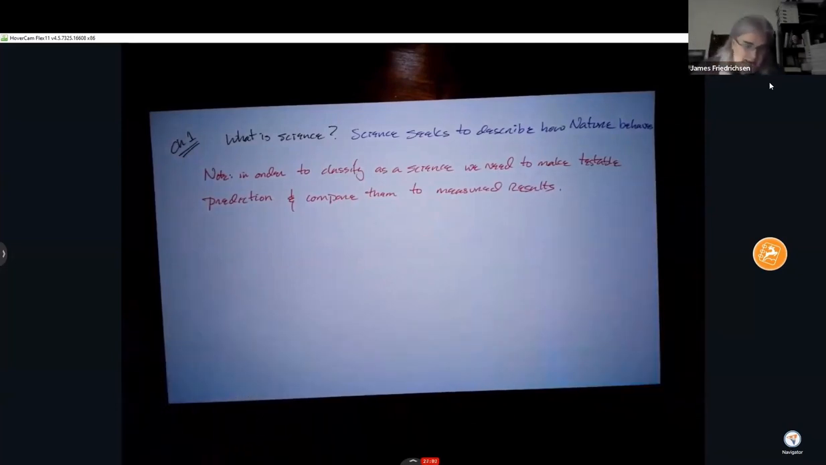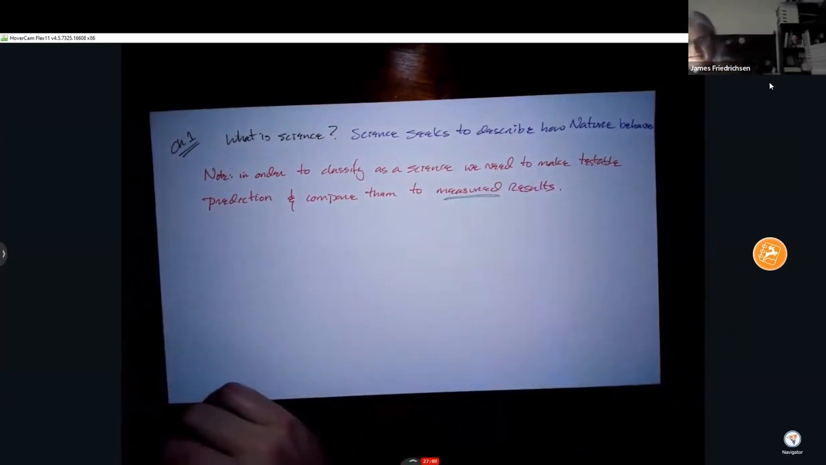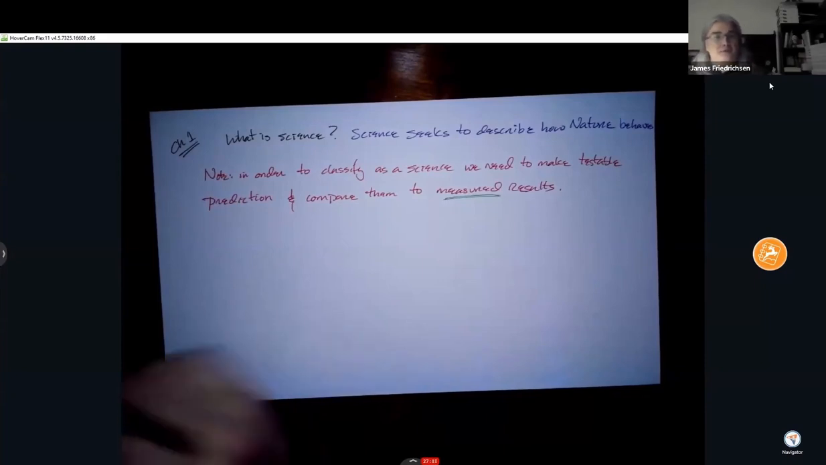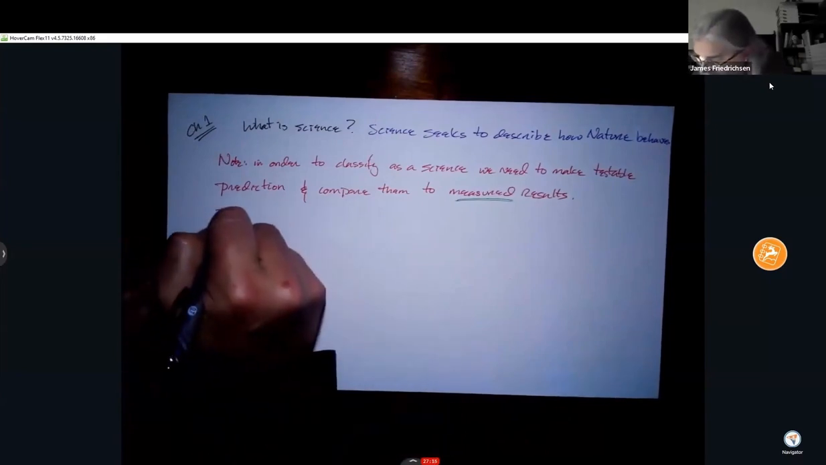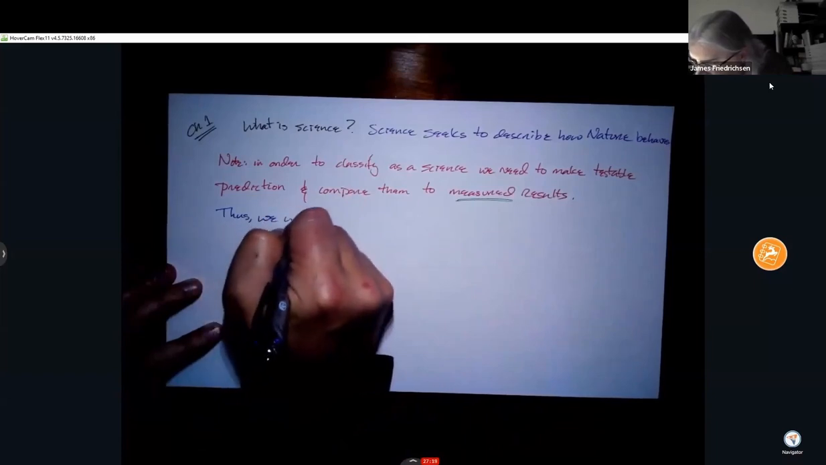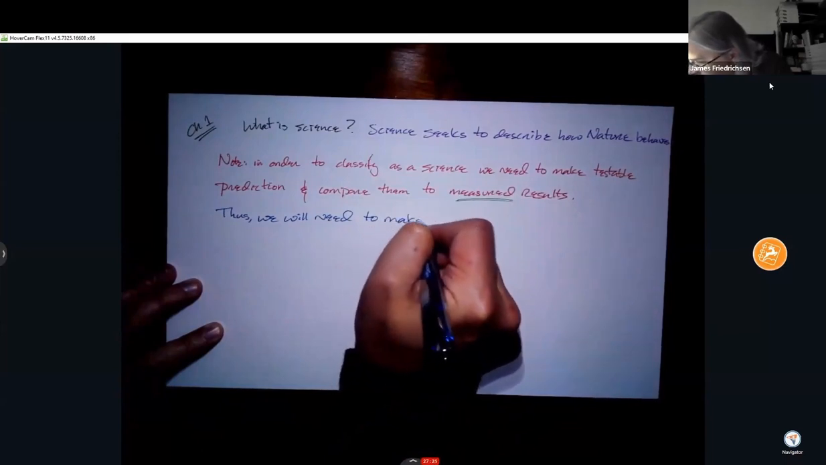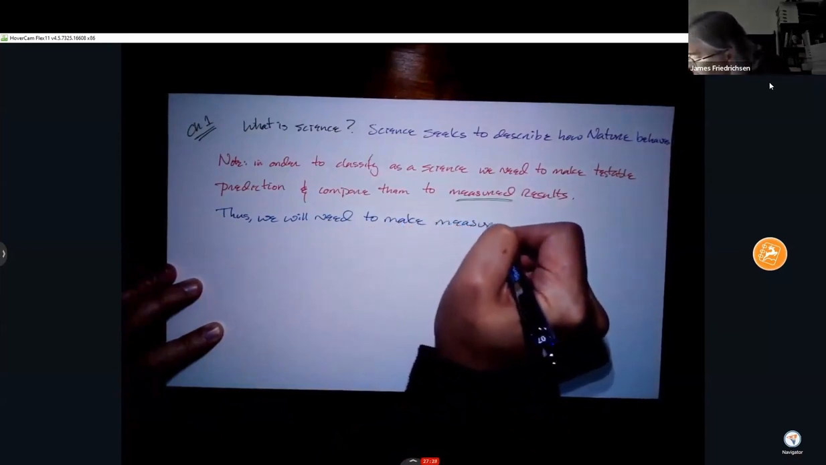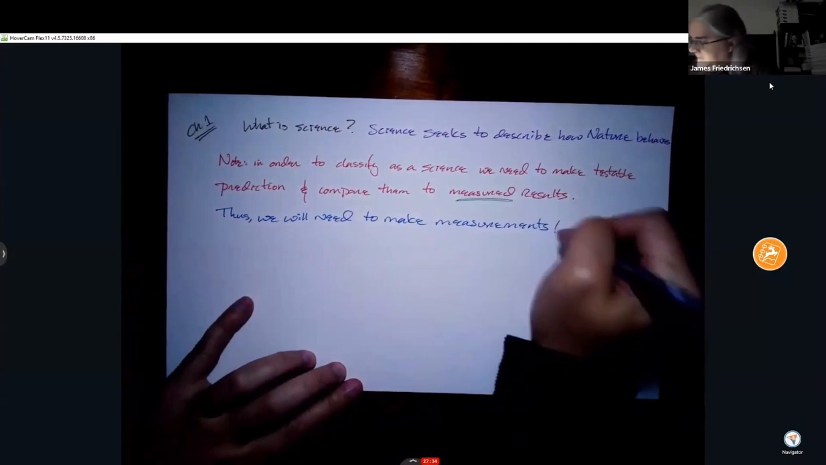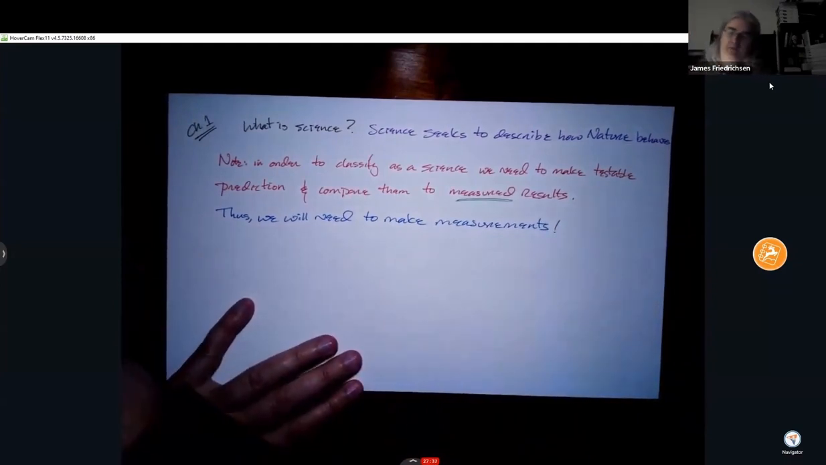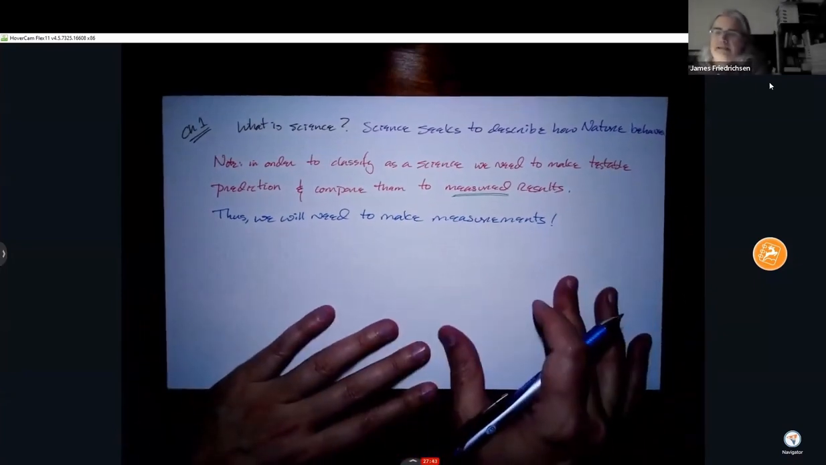And so the thing that's important here is that inherent to doing science is that we need to be able to make measurements. Okay. So in order to make a measurement, you're going to take some sort of standard unit and compare it to the quantity that we're going to measure.